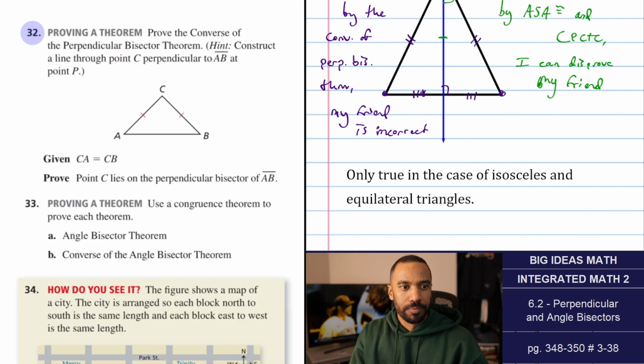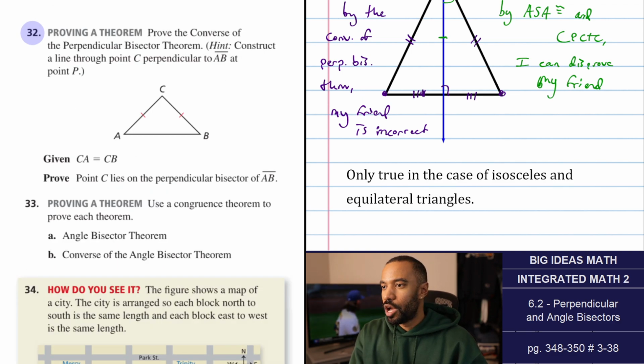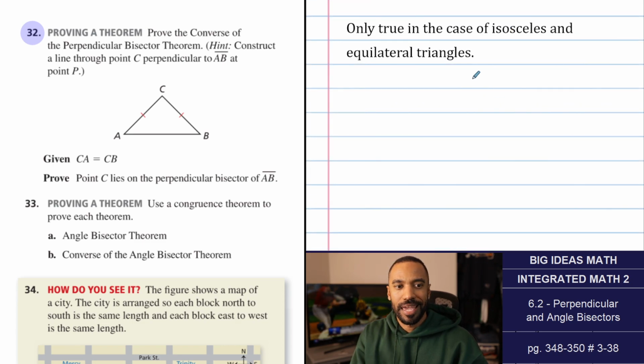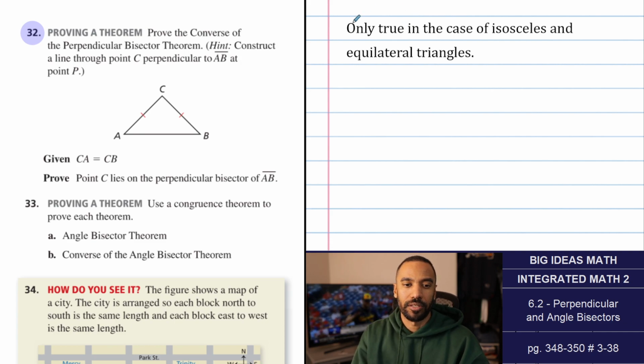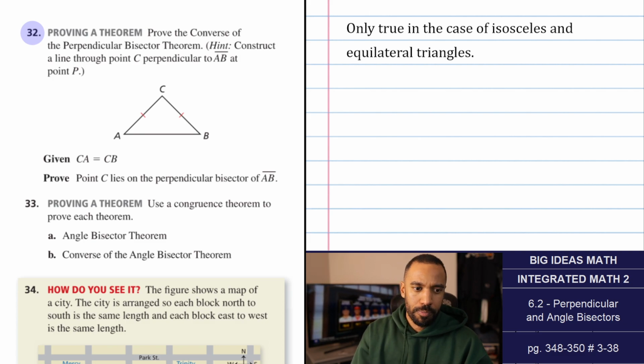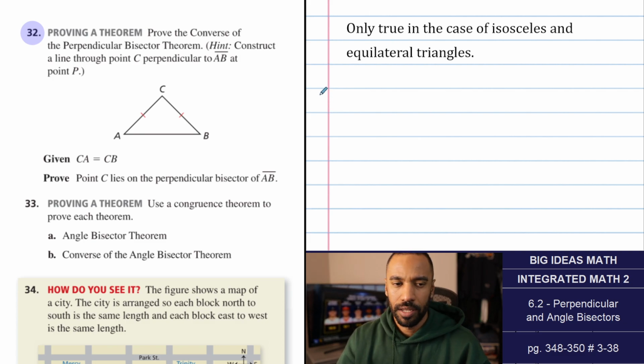All right, number 32. Prove the converse. Oh, here they are. Prove the converse of the perpendicular bisector theorem. Hint, construct a line through point C, perpendicular to segment AB at point B. Okay, I'm likely to use a 2-column proof for this one, so bear with me on that.